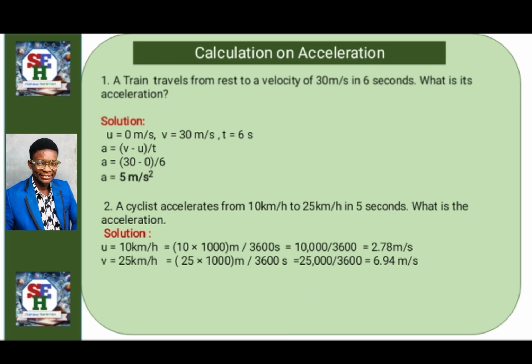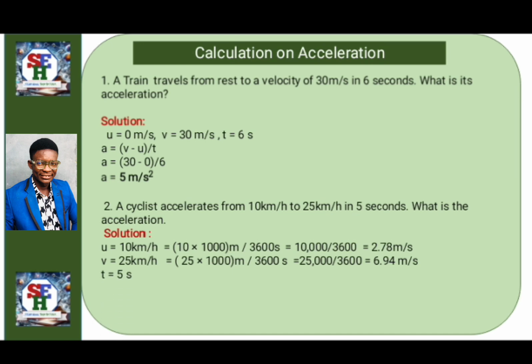Then dividing it by what? 3,600 seconds. We know that 3,600 seconds is the number of seconds in an hour. That is 60 multiplied by 60. And we'll arrive at a result, 6.94 meters per second if we divide 25,000 by 3,600. Now, another given is our time taken, which is 5 seconds.